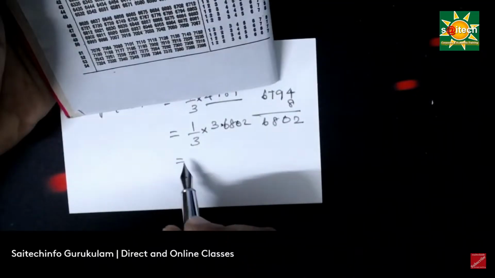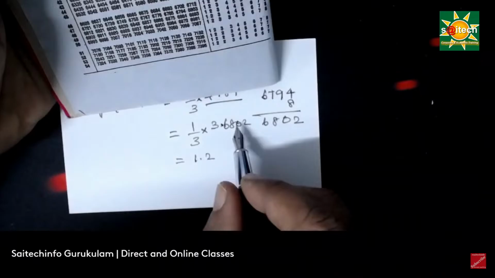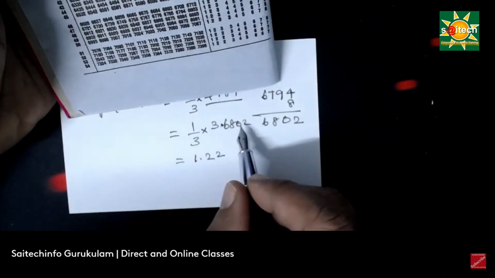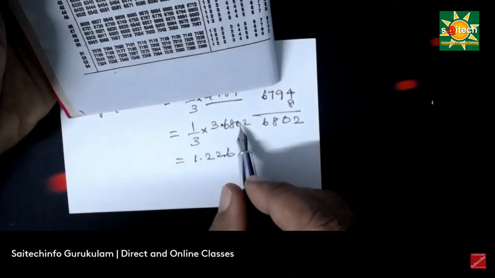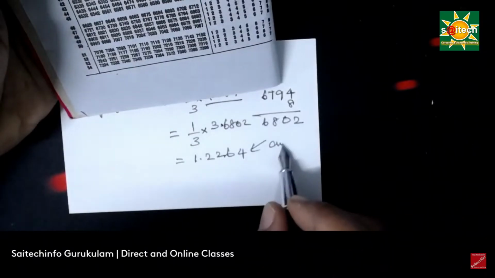3.6802. So divide this by 3. 1 time, 2 times, this is 2 times, and balance 2, 6 times, and 4 times. Now take antilog for this. Okay.